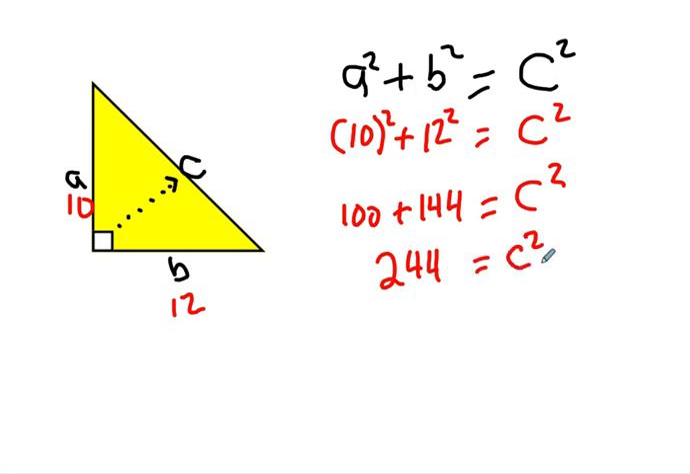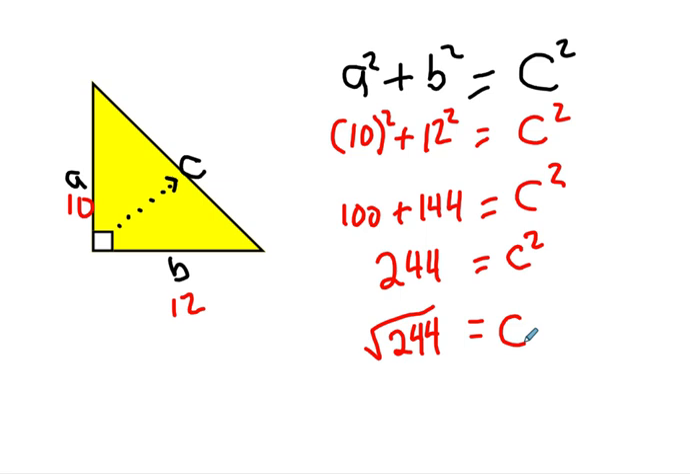So in order to find out what the actual side length is, I have to undo this squaring of the number. The opposite of squaring a number is the square root. So if I took the square root of 244, that's going to tell me what number multiplies by itself to get that answer of 244.